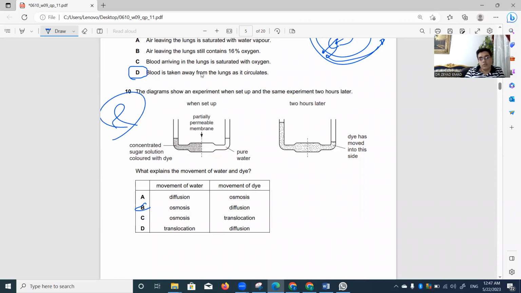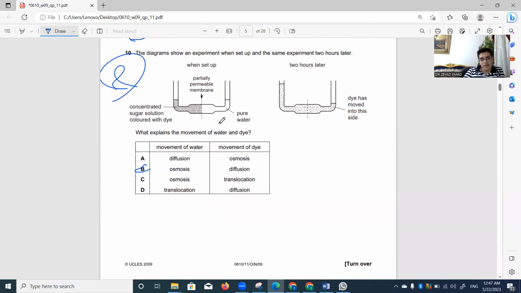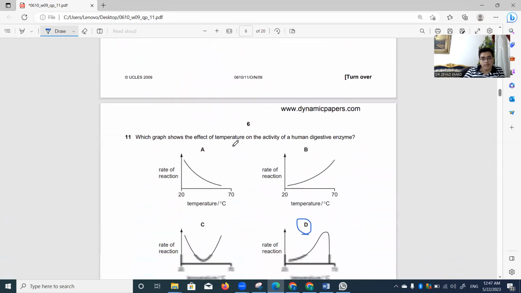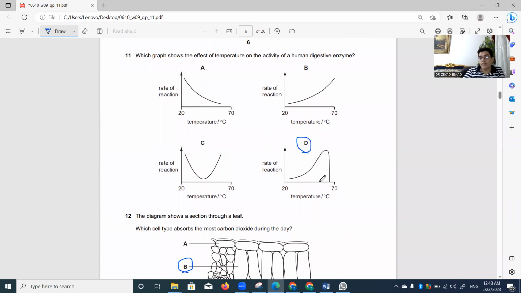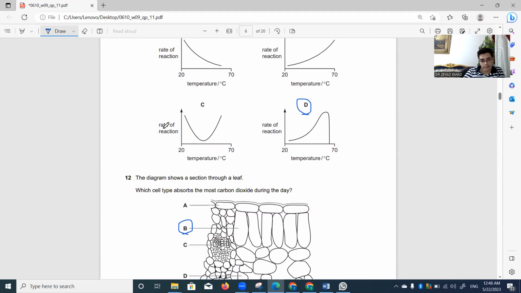Question 10 is also a very important question repeated in all exams. The diagram shows an experiment set up and the same experiment 2 hours later. We all know that water moves by osmosis and the dye moves by diffusion. And ions such as nitrate or glucose or magnesium move by active transport. Which graph shows the effect of temperature on the activity of a human digestive enzyme? The answer is D. As temperature increases, rate of reaction increases until it reaches the optimal temperature, then a sudden decrease occurs as the enzyme is now denatured.